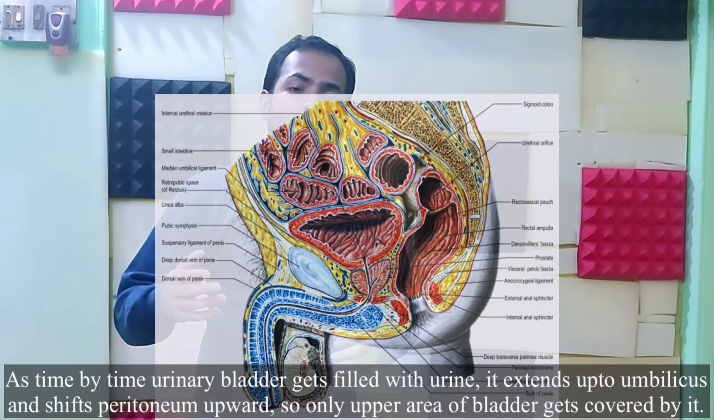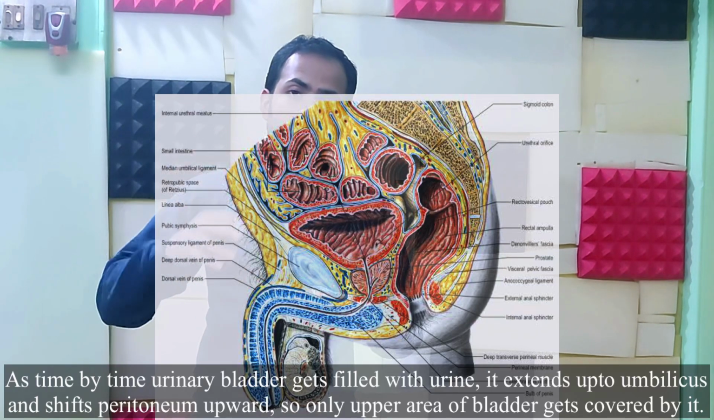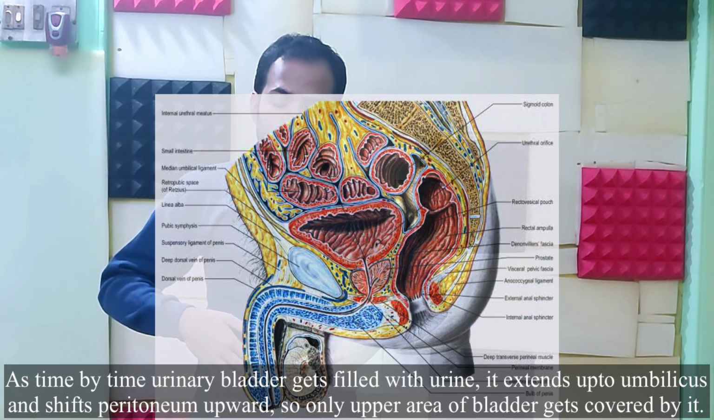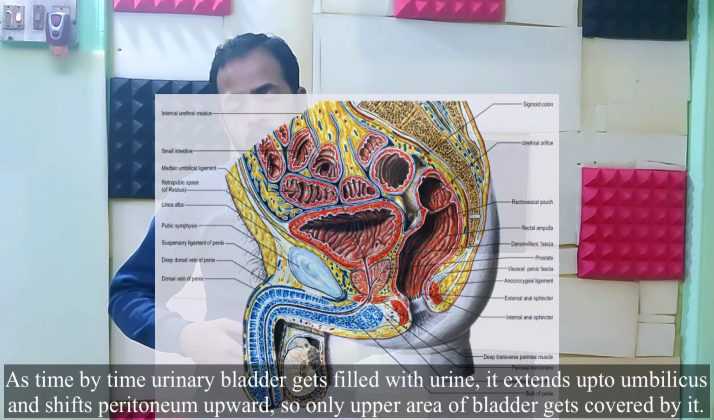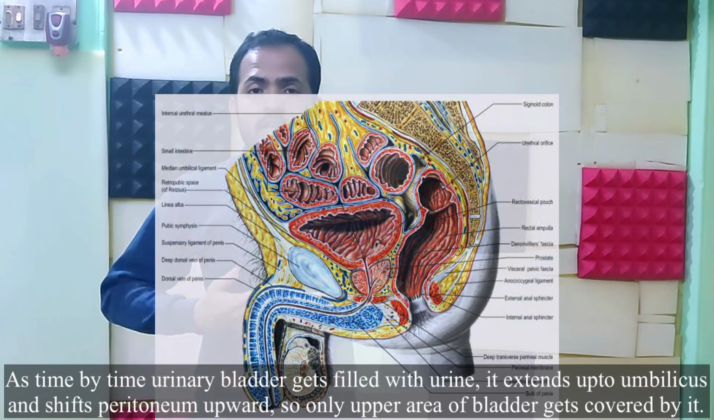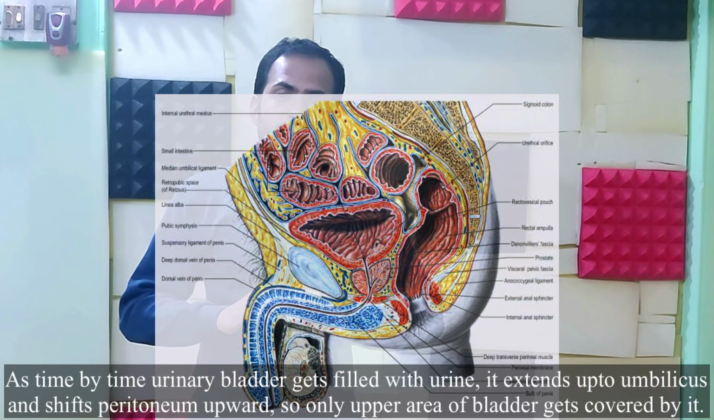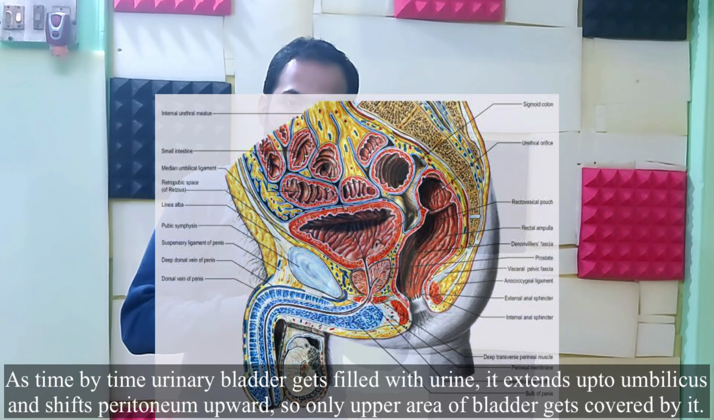As time goes by, our urinary bladder is filled with urine, and it extends up to our umbilicus. So at this point what happens, it shifts our peritoneum upward, and only the upper surface of the urinary bladder is covered by our peritoneum.